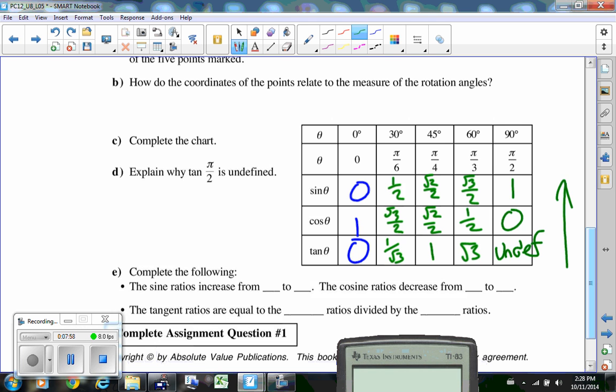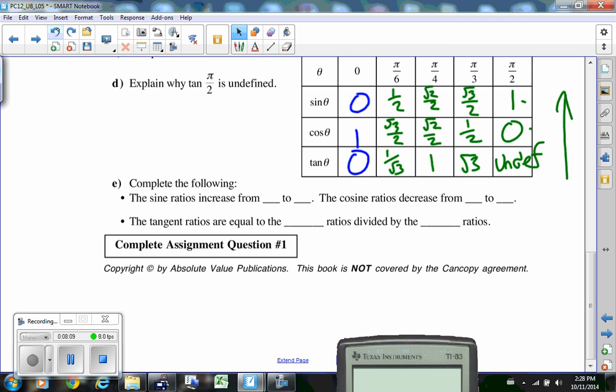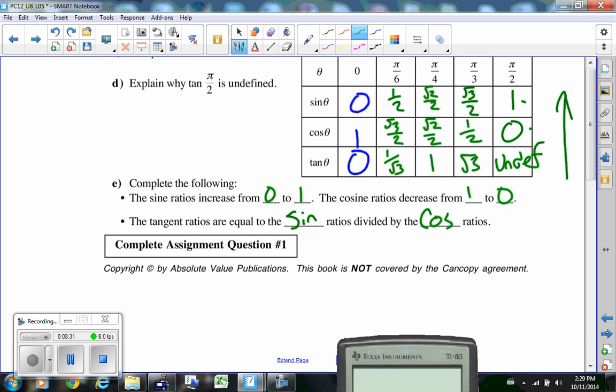It's undefined because it's a vertical line. Vertical lines have an undefined slope. Or in terms of the y over x, it would be 1 over 0, again, undefined. You could call it an infinite slope if you really wanted to, since we're all calculus-y goodness. So the sine ratios increase from 0 to 1, and the cosine ratios decrease from 1 to 0. The tangent ratios are equal to the sine ratio divided by the cos ratio, because the sine is the y and the cos is the x.